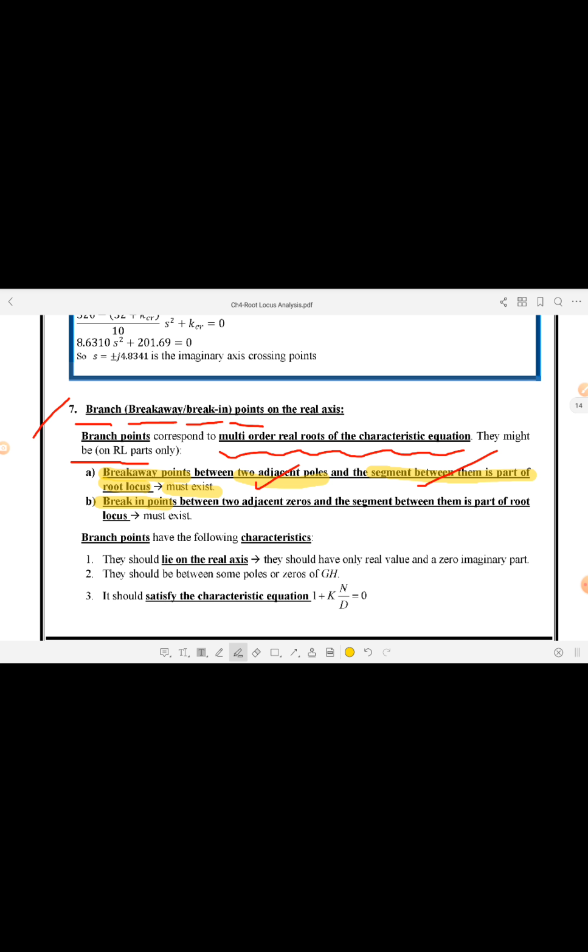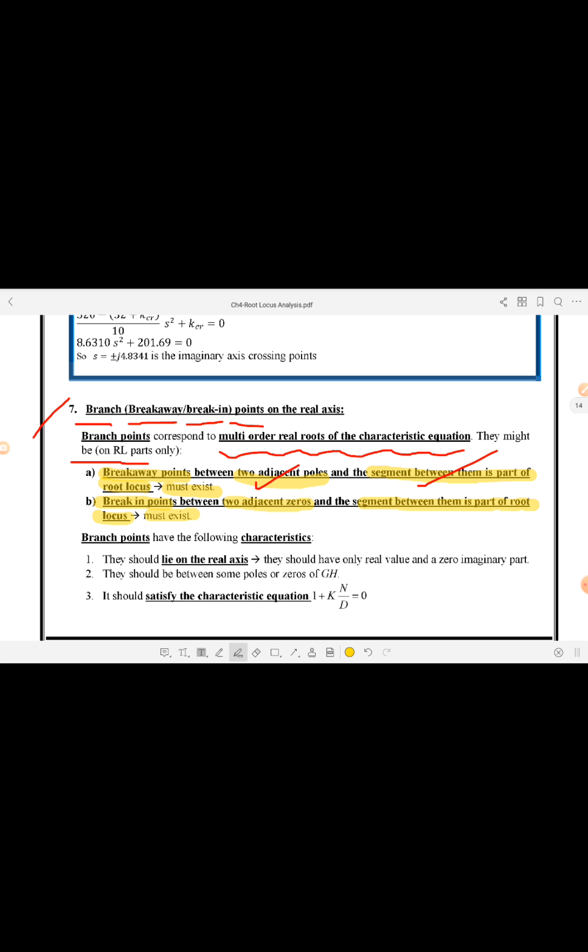And the second category of branch points is the break-in points, and this happens if we have two adjacent zeros, and also the segment between those two adjacent zeros is part of the root locus. This means that there must be a break-in point.